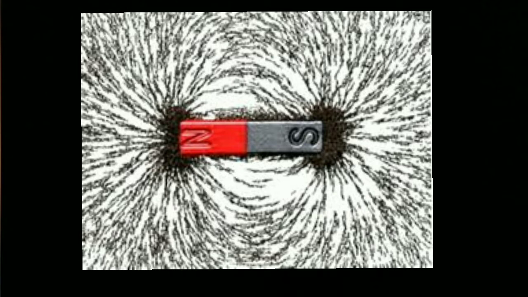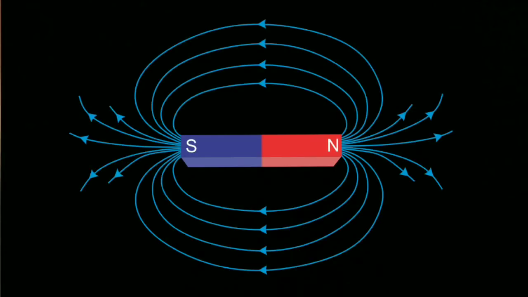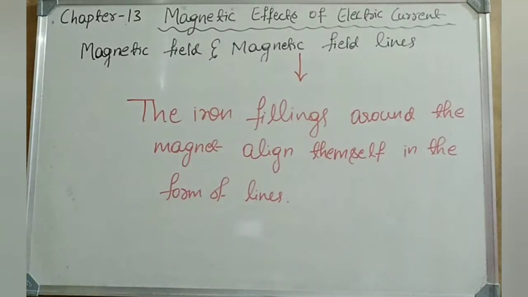And see how the iron filings near the magnet arrange themselves in such a pattern that they form lines. And this pattern of lines is nothing but magnetic field lines. It is defined as the iron filings around the magnet aligning themselves in the form of lines, and these lines are called magnetic field lines.